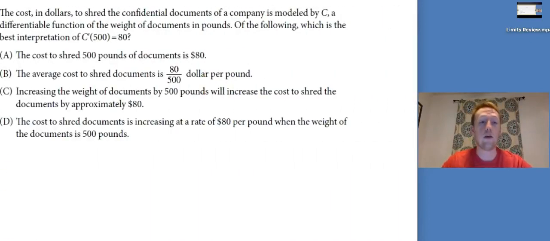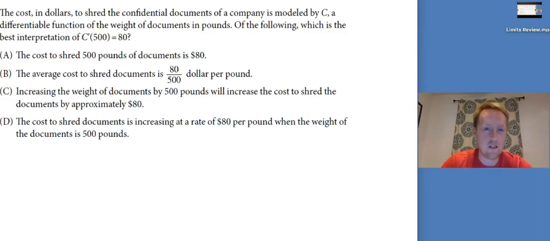Okay, this one's talking about the meaning. The cost in dollars to shred the confidential documents of a company is modeled by C, a differentiable function of the weight of documents in pounds. Of the following, which is the best interpretation of C prime of 500 equals 80? Okay, so 80 is the number of pounds. No, the 500 is the pounds.